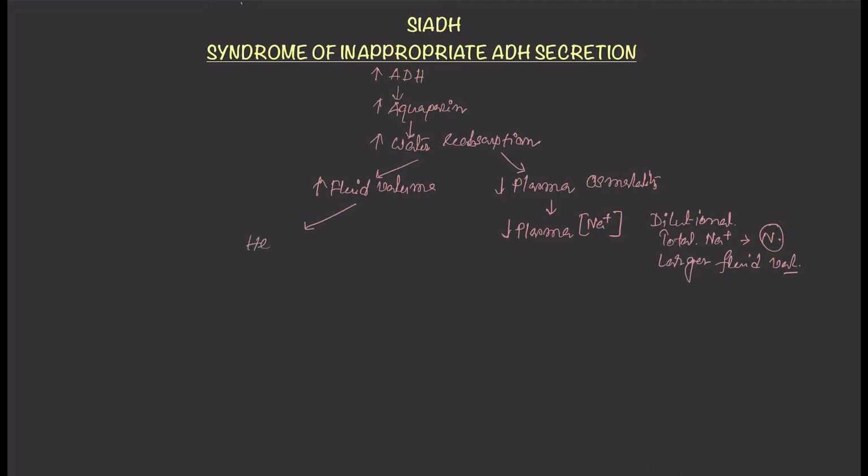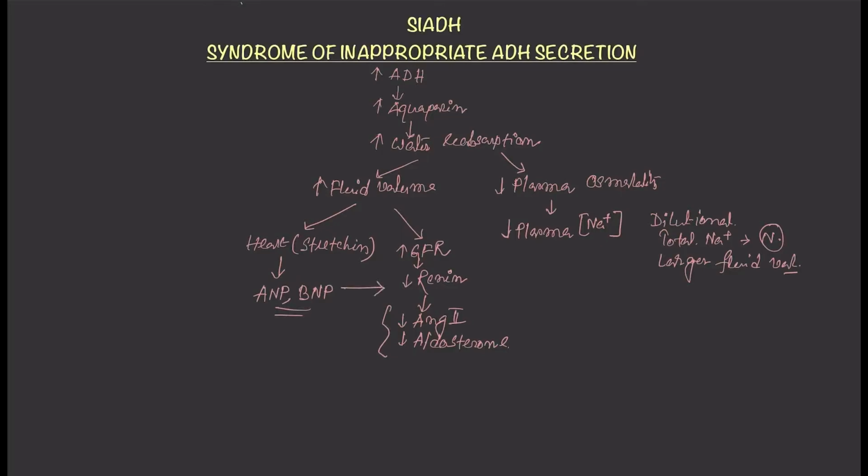Now the increase in fluid volume will stretch the atrial myocytes, which causes an increase in the release of atrial natriuretic peptide and brain natriuretic peptide. That increased fluid volume also causes an increase in the GFR and leads to a decrease in renin secretion. That decreased renin ultimately leads to decreased formation of angiotensin II and aldosterone. ANP and BNP also cause a decrease in renin secretion.